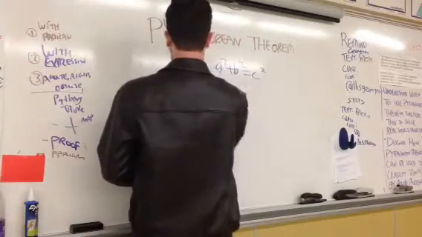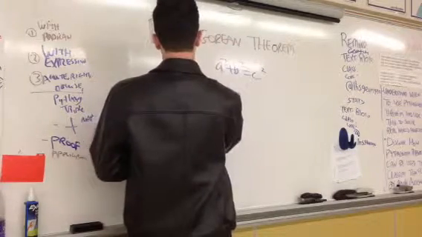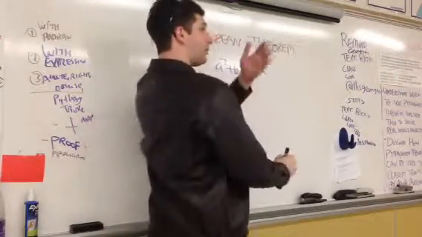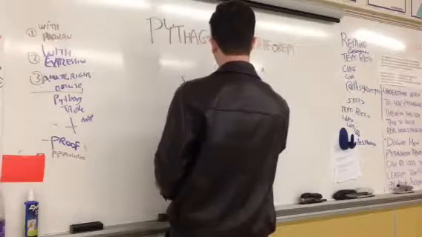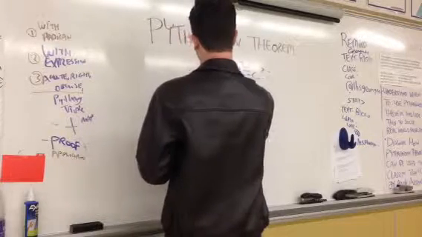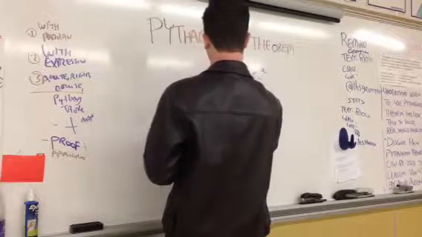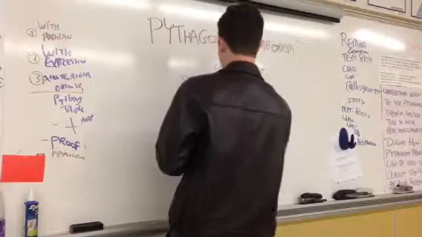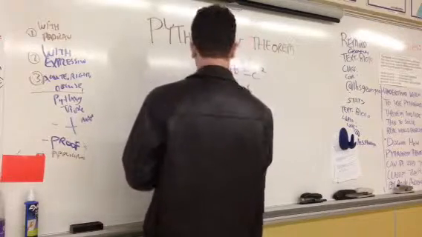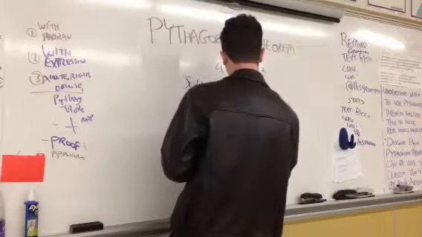Let's say we have a word problem here. John walks 6 miles north, then 8 miles west. How far is he from his original location? How far is he from the start?